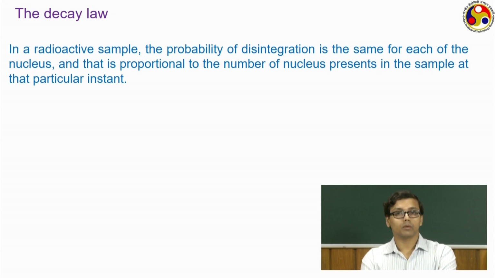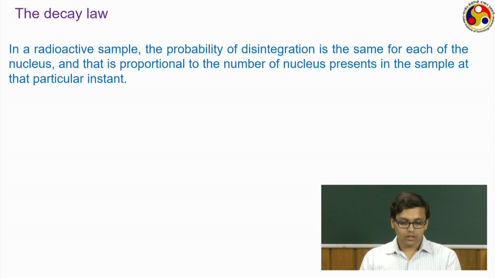Number 1, the probability of disintegration is the same for all the nuclei. That means, say we have a sample of 100 nuclei. Now, each of the nuclei present in the sample is equally probable to undergo a decay in the next instant. That means the next decay can be of particle number 1, or particle number 59, or can correspond to particle number 93. We can't say for sure.